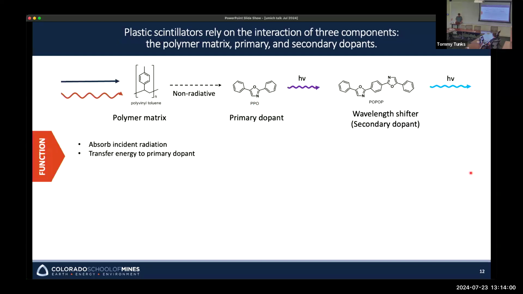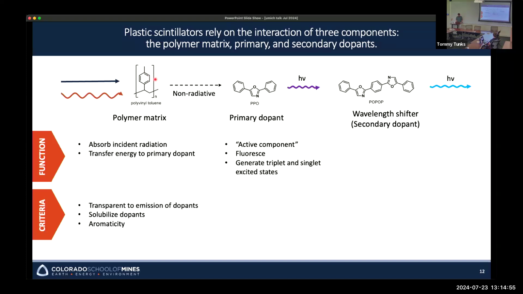So the primary function of the matrix, again, is to absorb the incident radiation and transfer the energy to the primary dopant. The criteria is that these need to be optically clear. They can't be opaque, they can't be cloudy, they have to be water clear. They need to be able to solubilize the dopants, and they need to have some aromatic character. When I say aromatic, I mean these cyclic rings here. They are very important in the absorption of the radiation and the transfer of that energy throughout the system to the dopants. It turns out that materials that don't have these aromatic rings don't perform as well. So it's pretty well known that in order for a plastic material to work as a scintillator, it has to have some aromatic component.